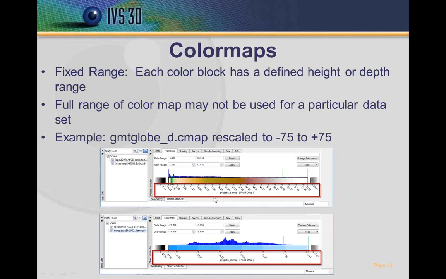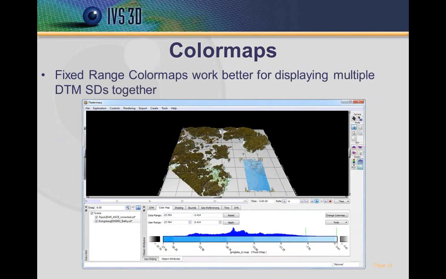It's the exact same color map, it's just been scaled to my data range, and it's a fixed range color map. So 15 here means 15 meters. -22 here means -22 meters. Fixed range color maps work much better if you're displaying multiple DTM SDs together.